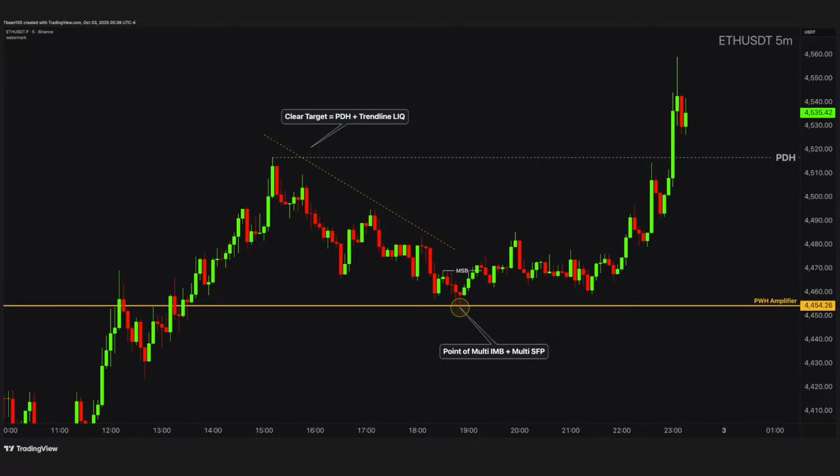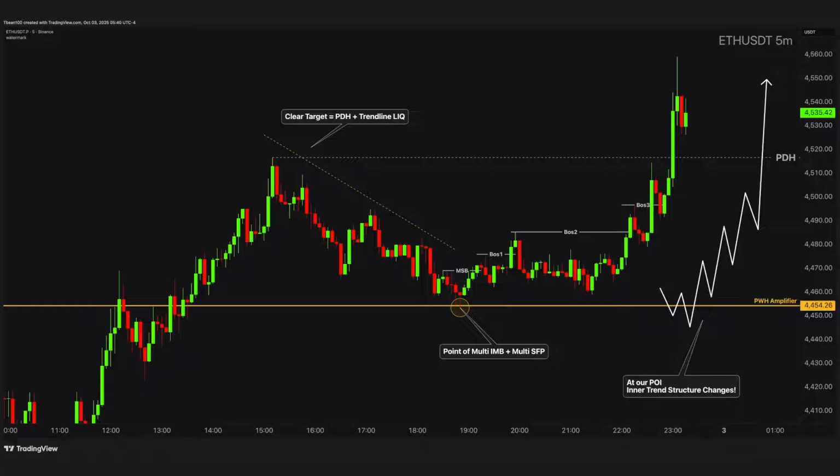And right around our multi-imbalance and swing failure zone together with the previous week's high, the inner structure began to shift. First, it formed the initial market structure break. Then it started creating more breaks of structure one after another. You could have traded any of those breaks of structure since there were imbalances inside them, if you notice. Each one of those could have been a solid trade setup with nice opportunities.